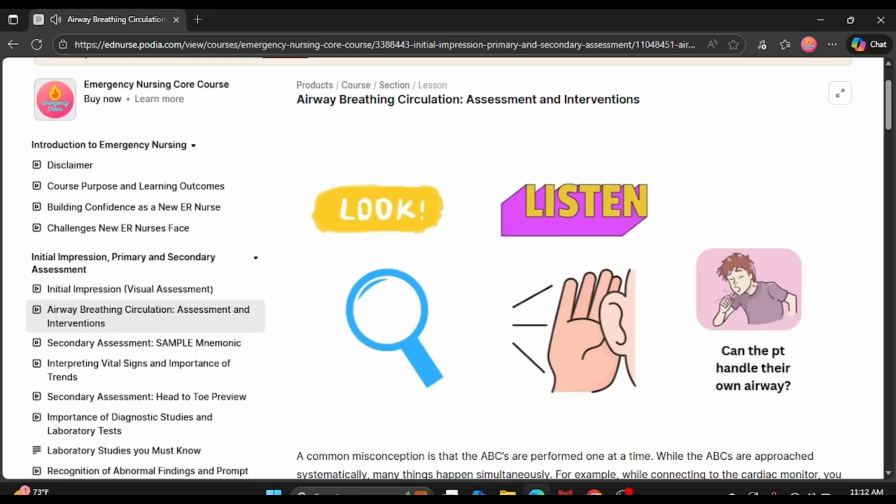We need to look and listen as well as determine if the patient can handle their own airway. Now, what do I mean by handle their own airway? If they started vomiting or had increasing secretions, could they handle them without assistance or would they choke? A quick reason for why a patient could not handle their own airway would be decreased mentation.